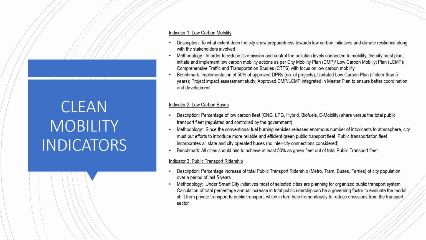So these are some of the clean mobility indicators. The first is low carbon mobility, and the idea is that a city has to have a mobility plan, and the benchmark is that they would have to implement 50% of the projects which are related to low carbon mobility. The second indicator is on low carbon buses. What is the fleet? What is the change in the fleet? And the benchmark would be that 50% of the total public transport fleet should be green fleet.